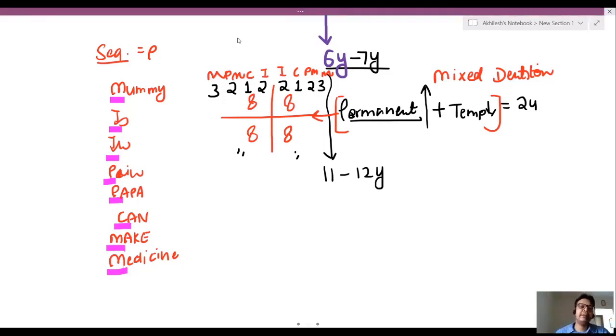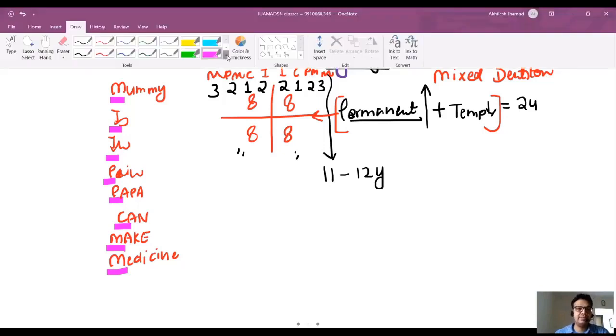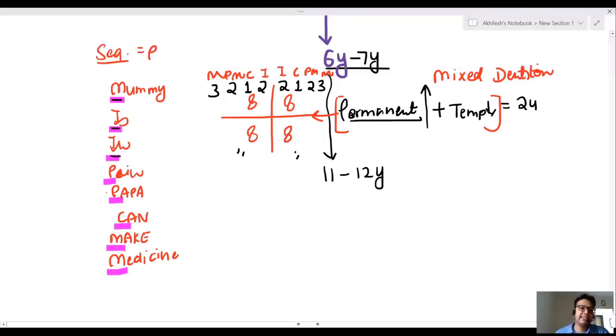Dr. Saab, which tooth erupts first? The first tooth to erupt is the molar. Then incisor, then incisor, then premolar, then premolar, then canine, then molar, then molar. This is the sequence. So that is a trick we can use.